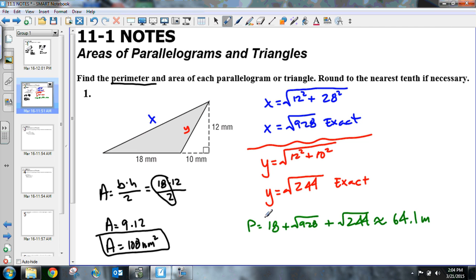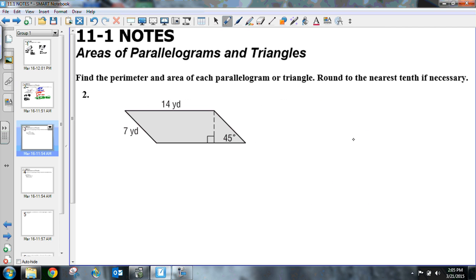Okay, now you could express it like this if it was wanting the exact value, but we want you to plug this into your calculator and find that. So that would be the perimeter and area of that triangle. Okay, but we have to use what we know about right triangles to solve that. Okay, let's go ahead and look at number 2.